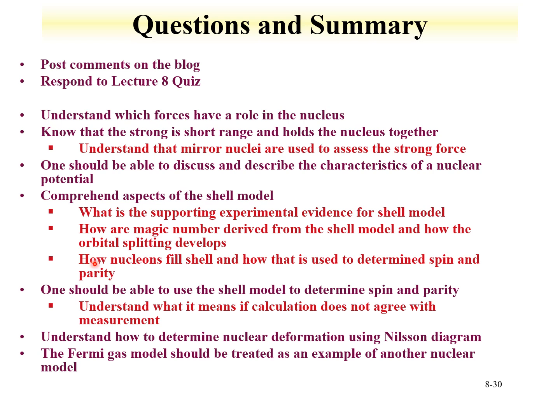One should be able to use the shell model to determine spin and parity, and you should understand what it means if the calculations using the shell model to determine spin and parity do not agree with experimental evidence. You should understand how to determine nuclear deformation using Nilsson diagrams. The Fermi gas model was described in this lecture. However, one should just treat this as an example of another nuclear model. You won't be asked to go into the Fermi gas model in detail or utilize some of the equations that were discussed.